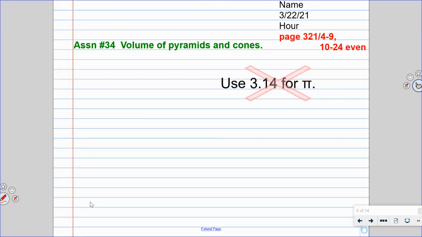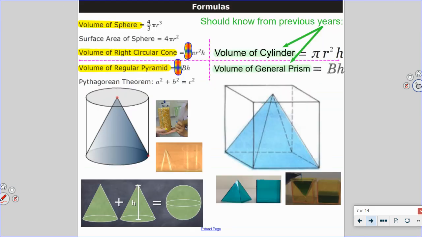Go ahead and pause your video. Come on back when you're ready. And a note, do not use 3.14 for pi. We have a nice pi button that'll give us a more accurate answer, so that's what we're going to do.